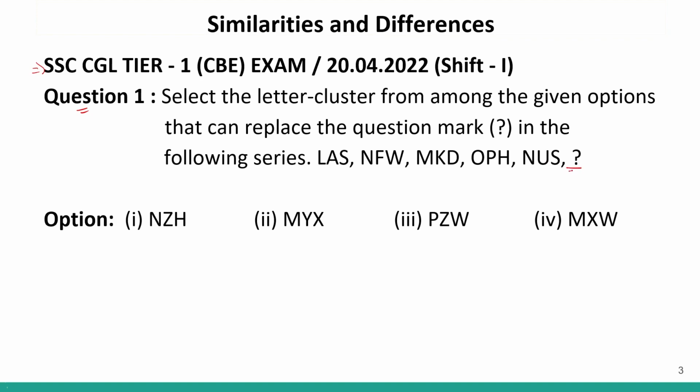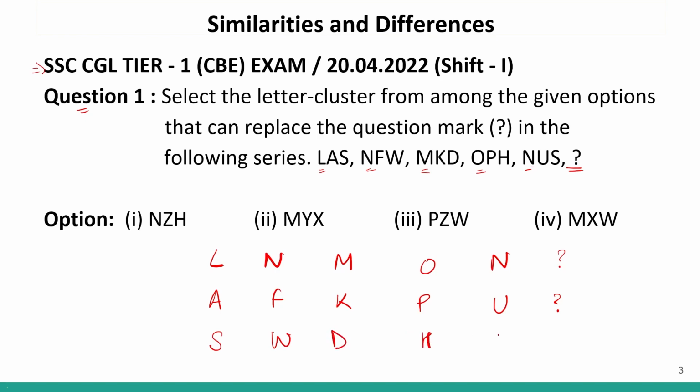In this question, we have to find out the missing element in this particular series. I told you that whenever you see such a series, we have to assume that each of these alphabets follows a different series. So our first series will be L, N, M, O, N, and then we have to find out. Similarly, the next series will be A, F, K, P, U, and then we have to find out. And S, W, D, H, S, and then we have to find out.